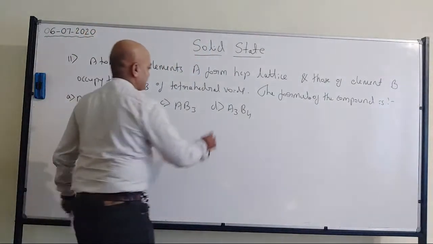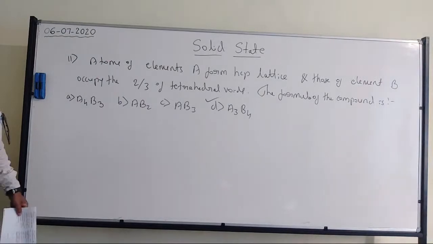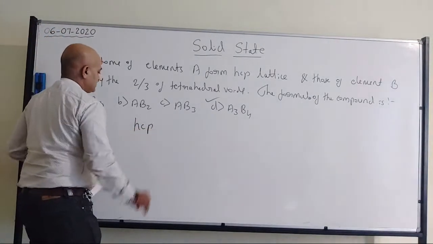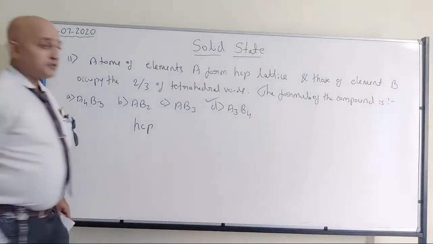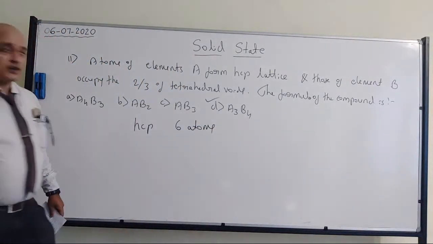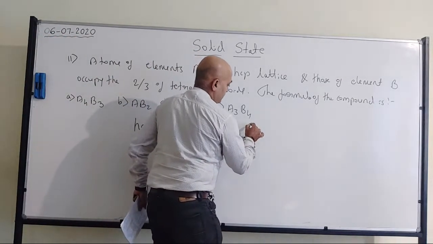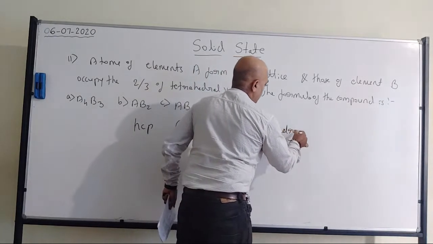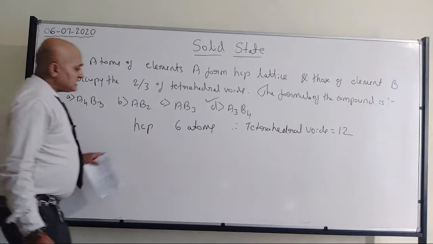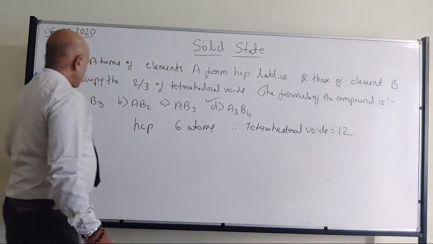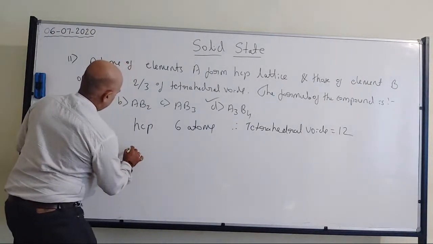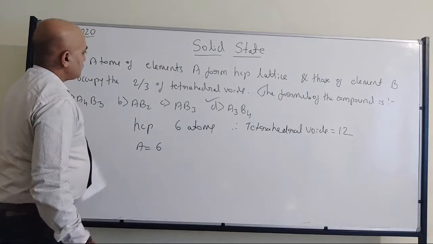Okay, Banu, absolutely correct. It should be A3B4, option D. Now, all of us know that since they are talking about SCP, each unit cell should have 6 atoms. In that case, how many tetrahedral voids? It should be 2n, where n is equal to 6. So tetrahedral voids will be equal to 12. So the formula of the compound, A is equal to 6.